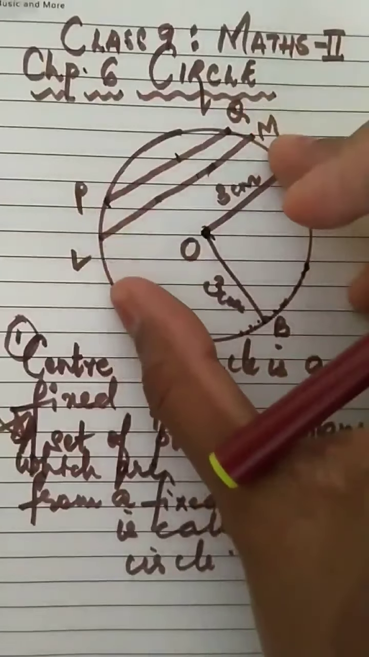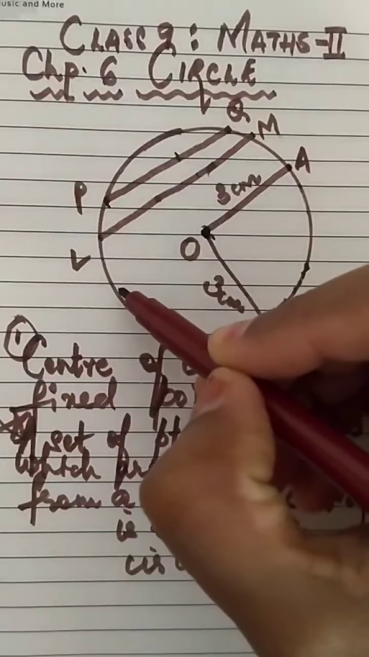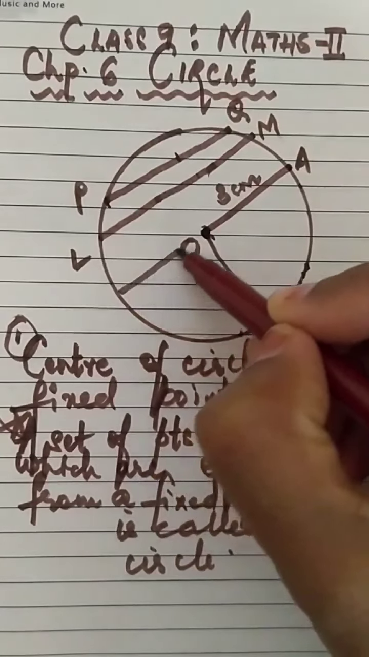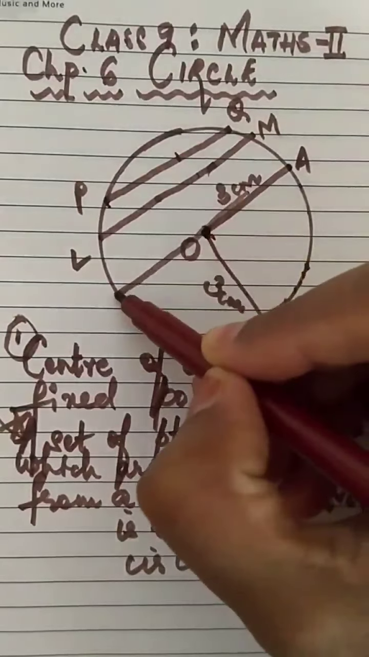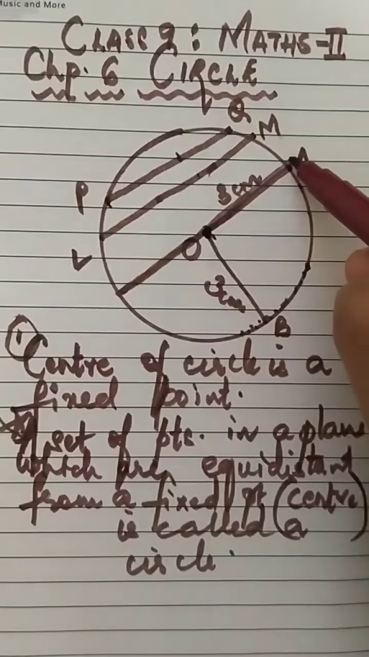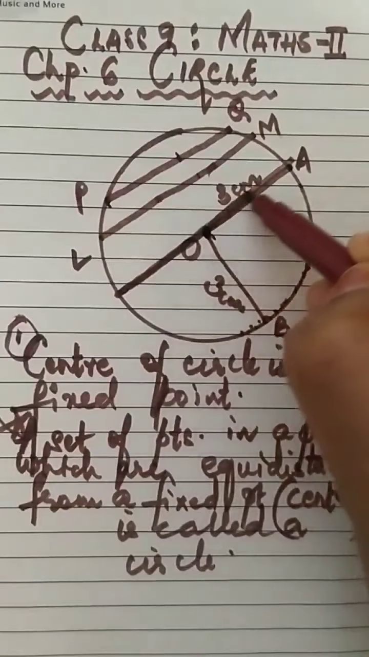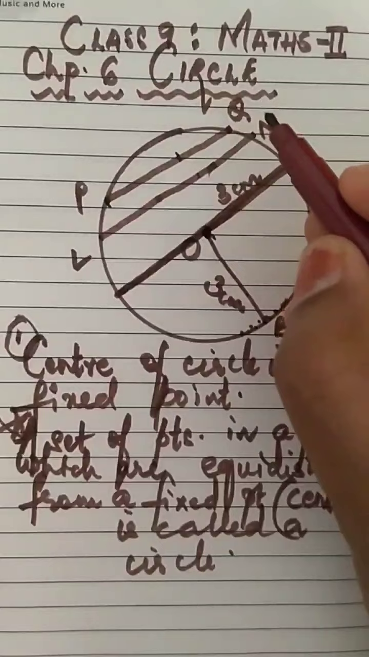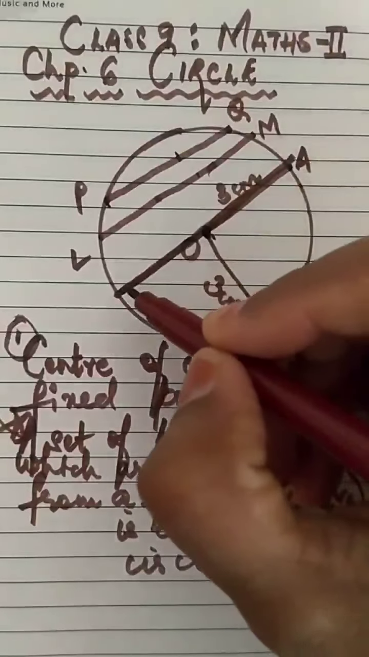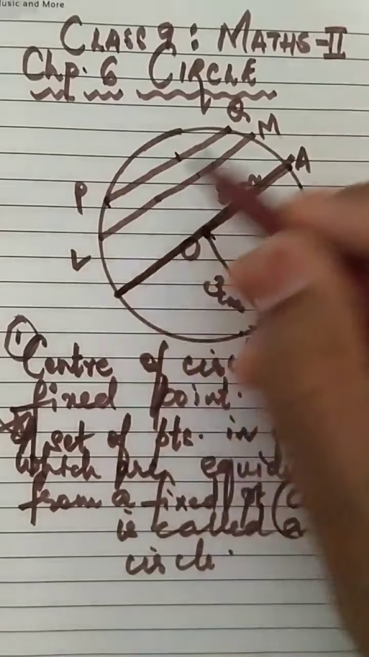Like that, if I keep on drawing, what will you get? You will get a bada chord, that is this, which is passing through the center. And this chord we name it as diameter. Okay, we know this, no? So this is also a diameter as well as a chord.